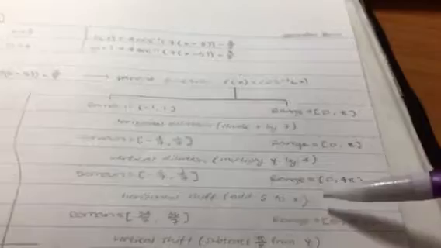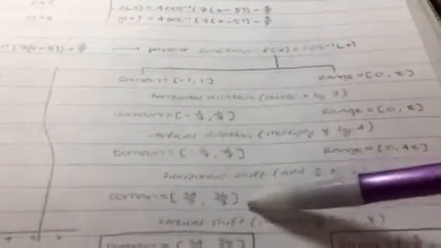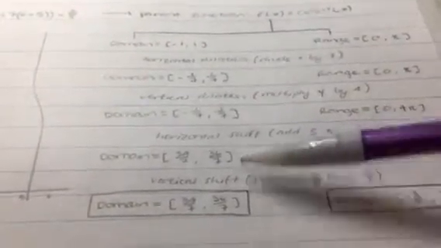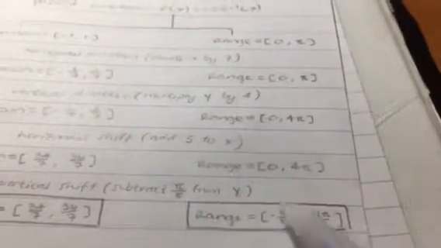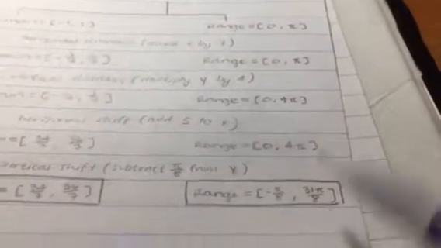And then a horizontal shift to the right by 5 causes the domain to now be 34/7 to 36/7 because I added 5. And the range stays the same, it's 0 to 4 pi. And then a vertical shift down pi over 8 causes the domain, which is still 34/7 to 36/7, and the range is now negative pi over 8 to 31 pi over 8 because I just subtracted pi over 8. So yeah, that's the domain and range of this cosine graph here.